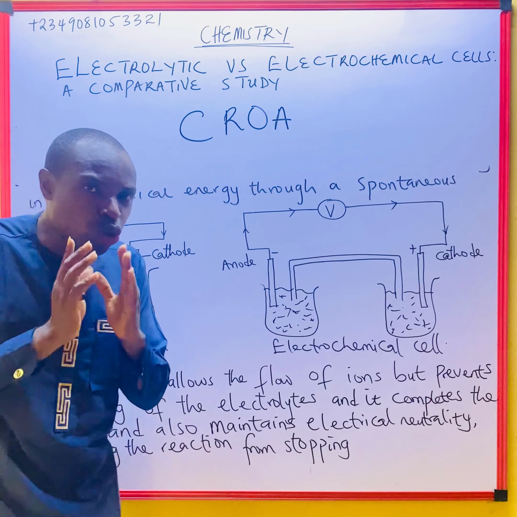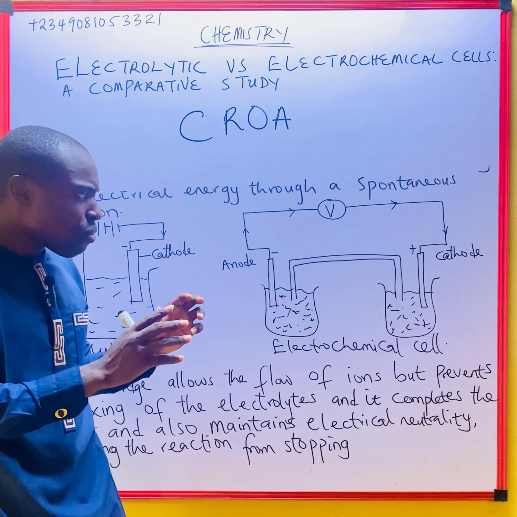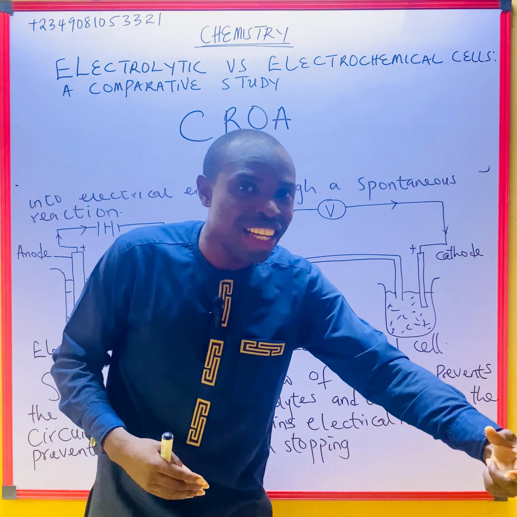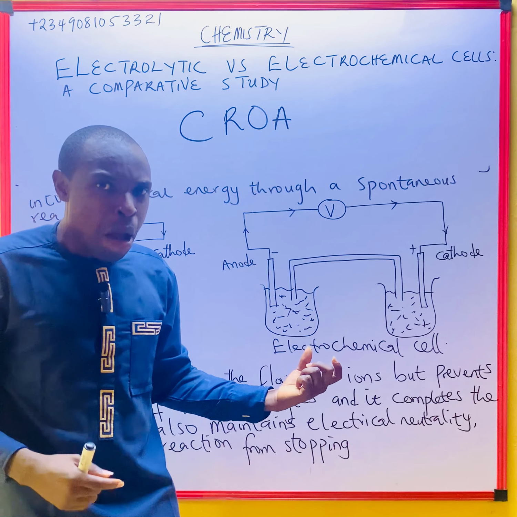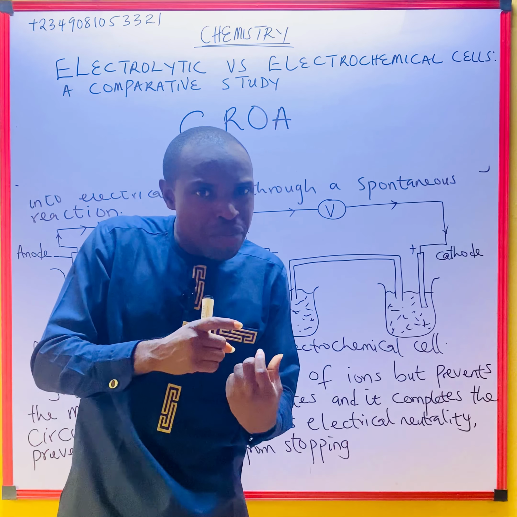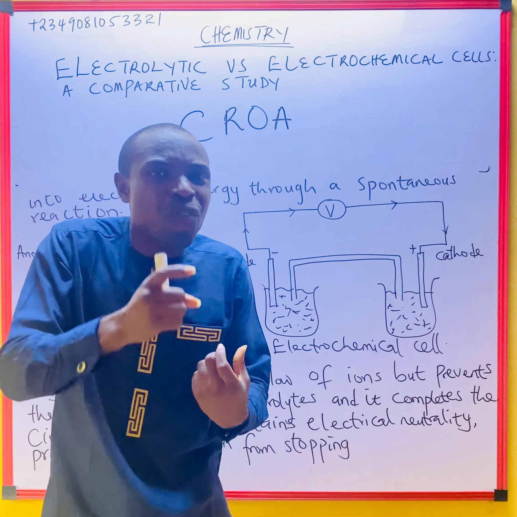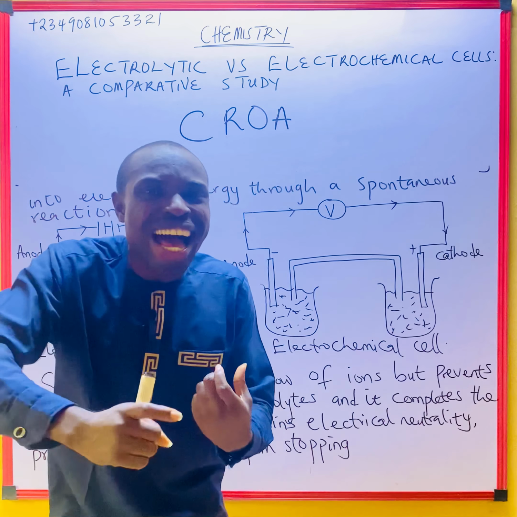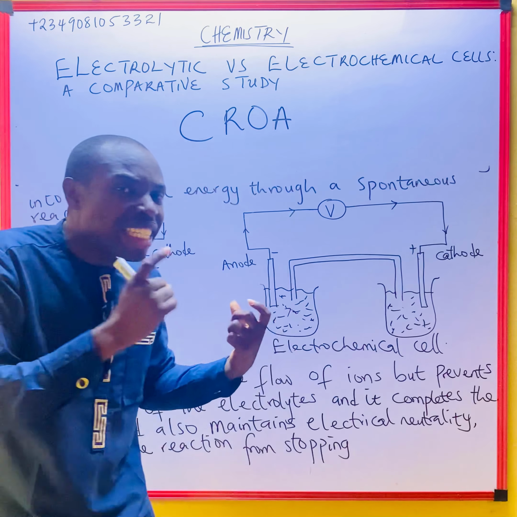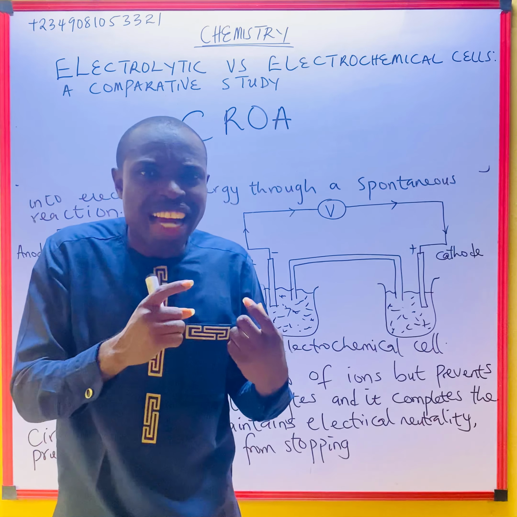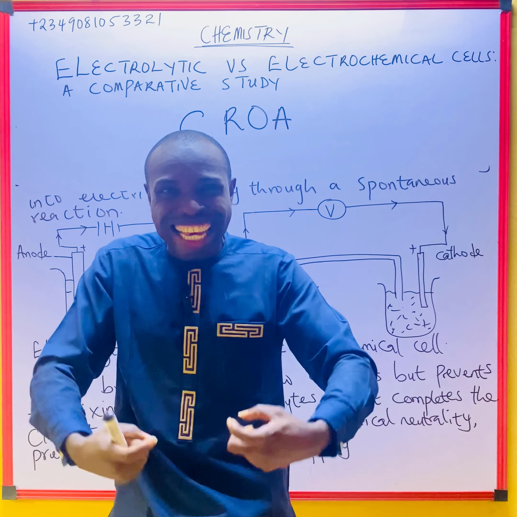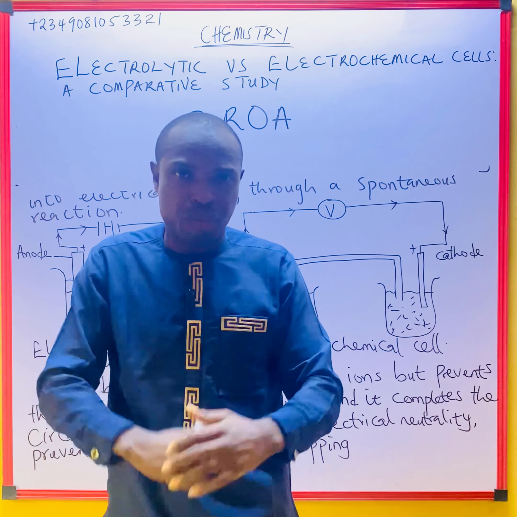Do not forget. Now we move straight down. We now understand that in the case of the electrochemical cell, it is a spontaneous process. But in the case of the electrolytic cell, it is a non-spontaneous process. And take note again that in the case of the electrolytic cell, it requires an external source, such as batteries. But in the case of the electrochemical cell, it is not like that. It doesn't require any external source. Why? It can generate electricity by itself.